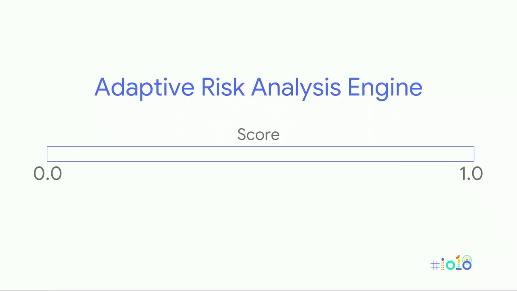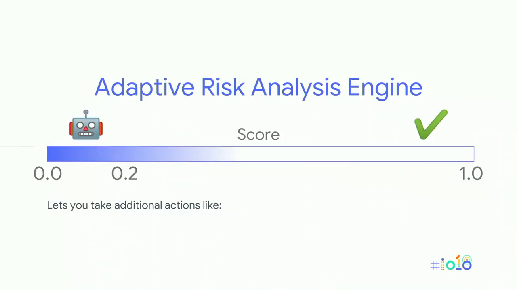And instead of a simple yes or no answer, it will give you a score which ranges from 0 to 1.0. The score is calculated by the reCAPTCHA adaptive risk analysis engine and the signals from interactions with your website. Based on the score, you can define your own threshold to determine whether you should do further verification on the request. Let's say you get a login request with a very low score of 0.2.